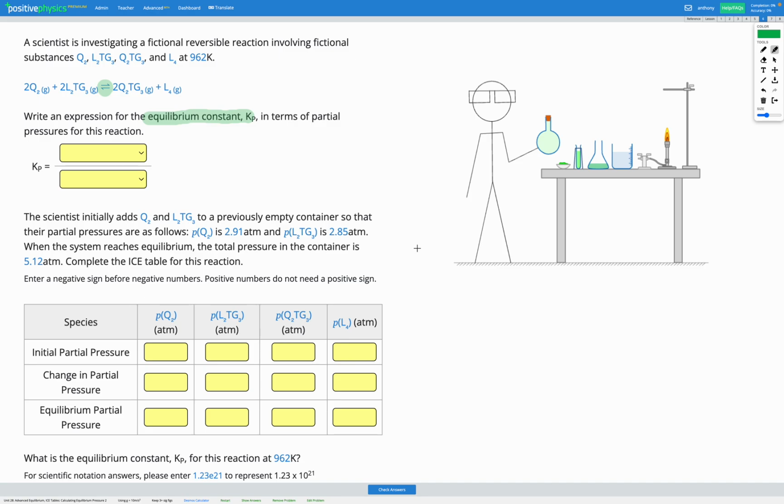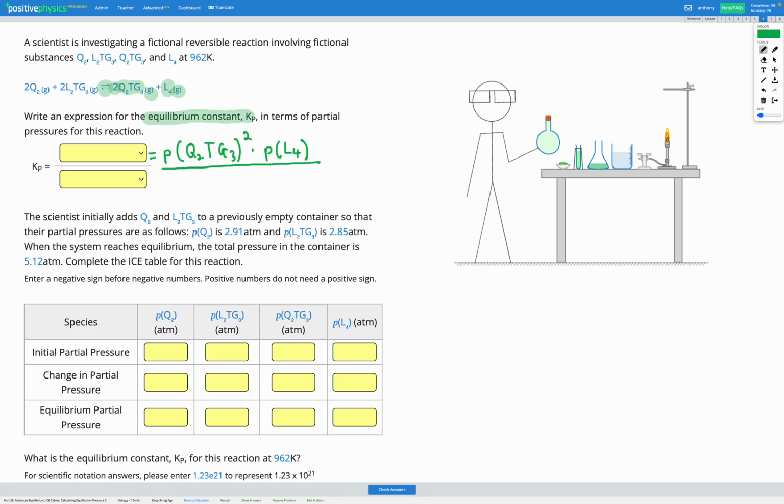So let's go ahead and figure that out. For the top of our fraction, we've got our products. We've got Q2TG3, which is a gas, so that is going to appear in our equation, and the coefficient is 2, so it's going to be squared. So we've got the pressure of Q2TG3, and that's going to be squared. Our other product is L4, which is a gas, and the coefficient is just 1. So we're going to multiply that by the pressure of L4 to the power of 1. But remember, to the power of 1 is just the same as the thing itself.